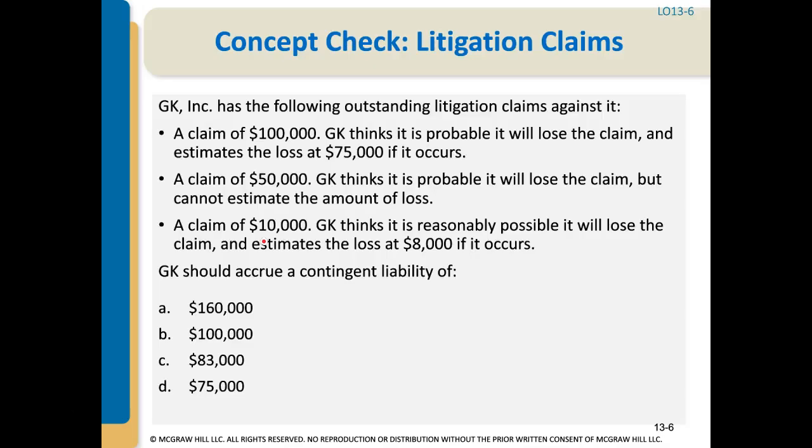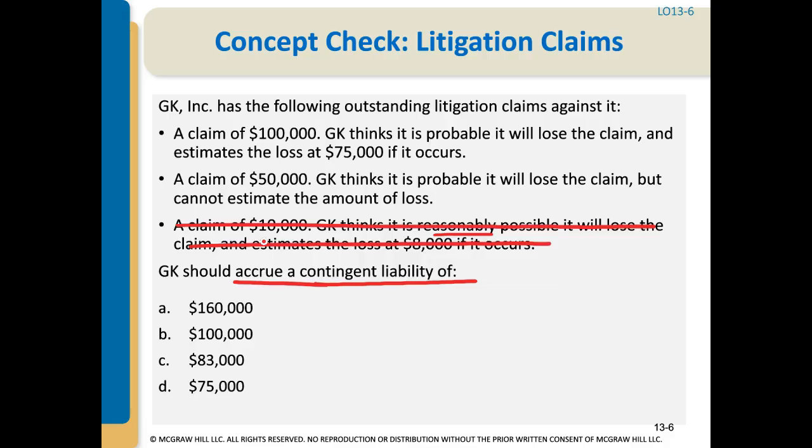Concept check. GK Inc. has the following outstanding litigation claims against it. The question is, GK should accrue a contingent liability of what? When we say accrue, it means they should actually record a liability. We know that you only record a liability if we think the event is probable. The third bullet point says a claim of $10,000, GK thinks it's reasonably possible it will lose. If it's reasonably possible, it's just disclosed in the notes, so we are not going to accrue that.